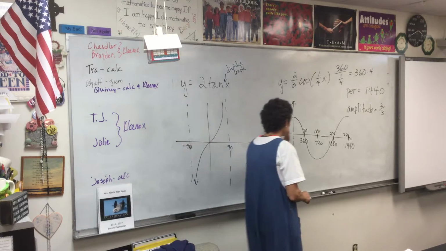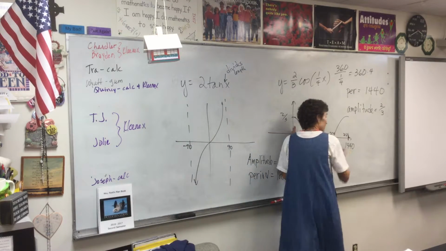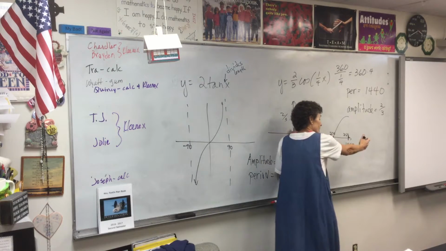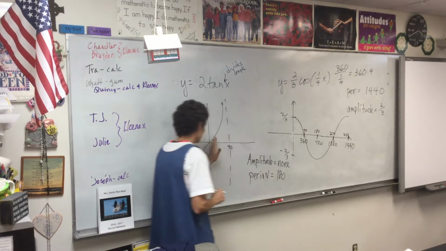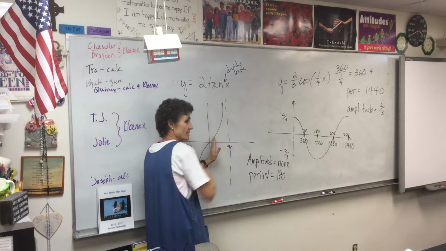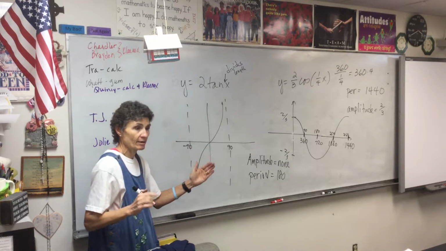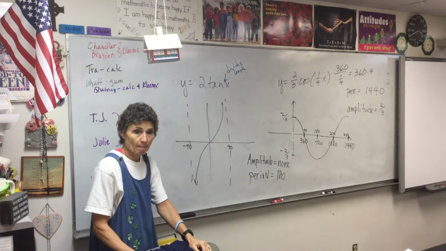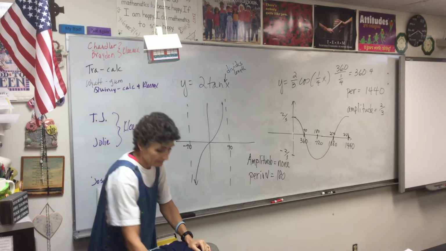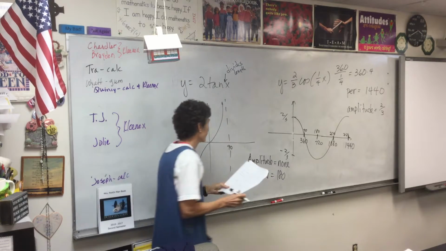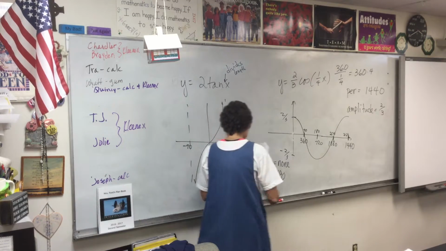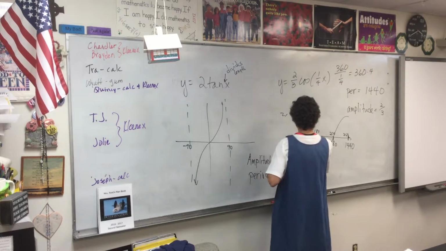Here, you went from 0. So all you had was that 1440. So that was your length. Here, you're going 90 this way and 90 this way. So it's a total length of 180. All right, now we have a sine curve.